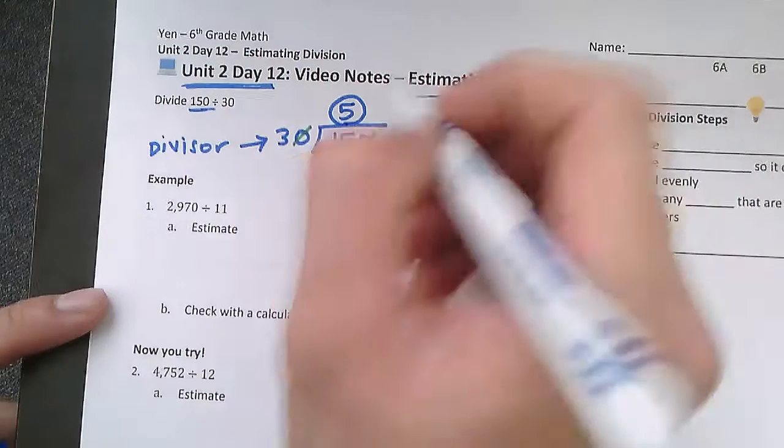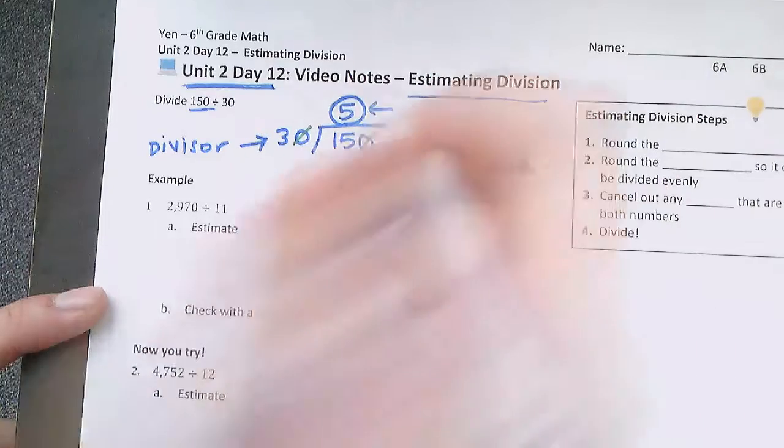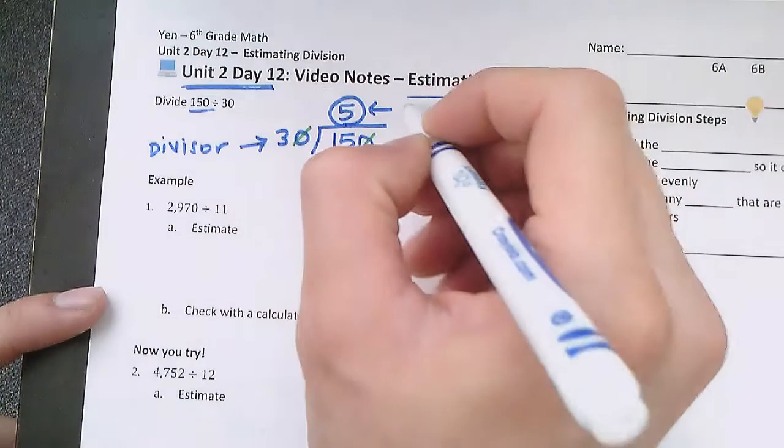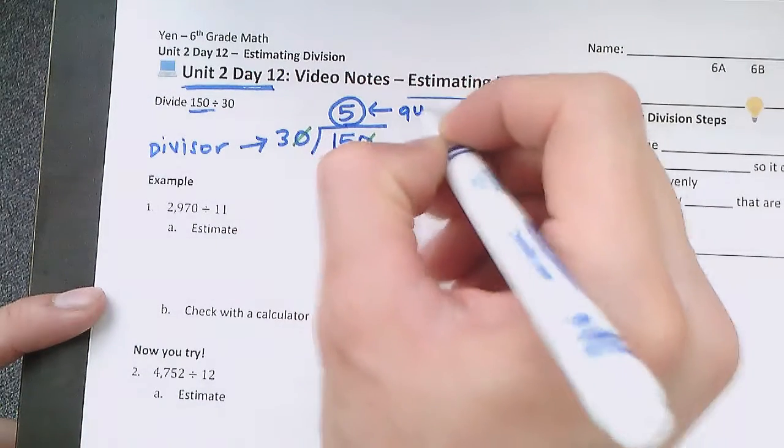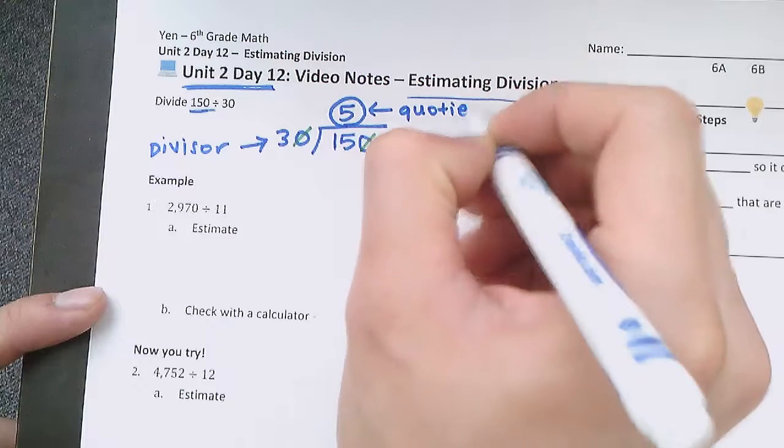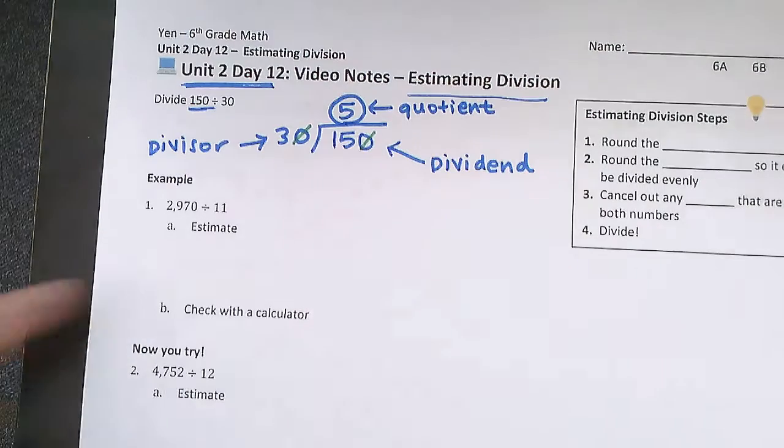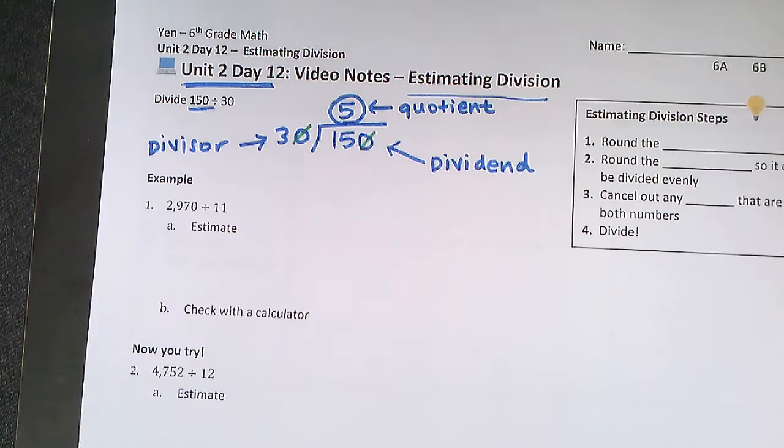The answer that you get from a division problem is called a quotient, Q-U-O-T-I-E-N-T. Quotient. Okay, got that out of the way. One gold coin for us.